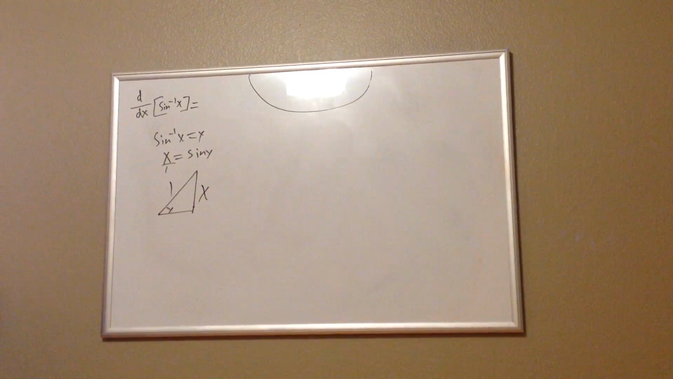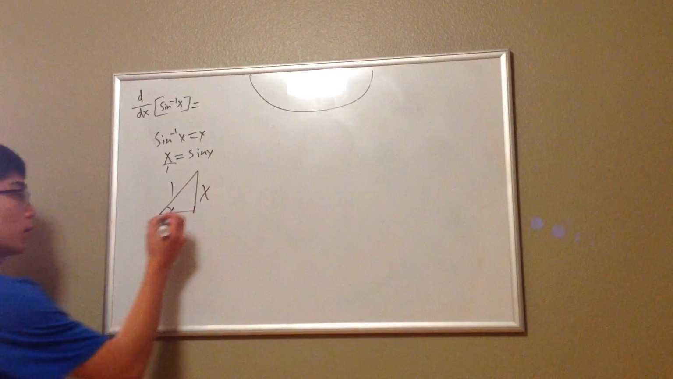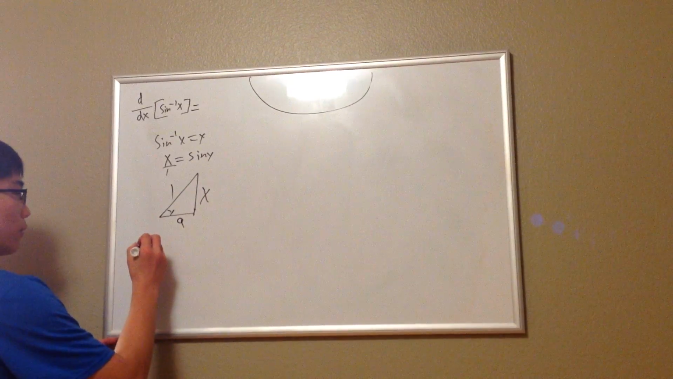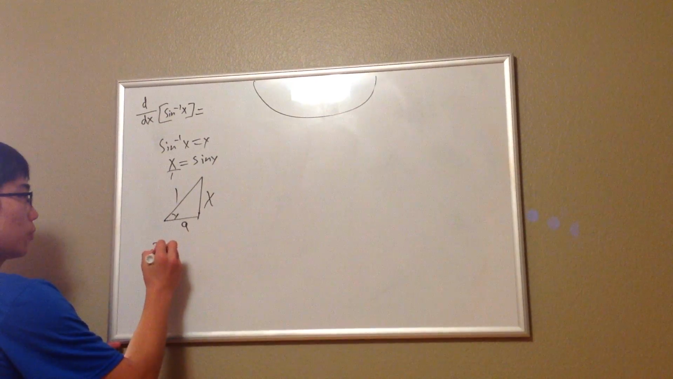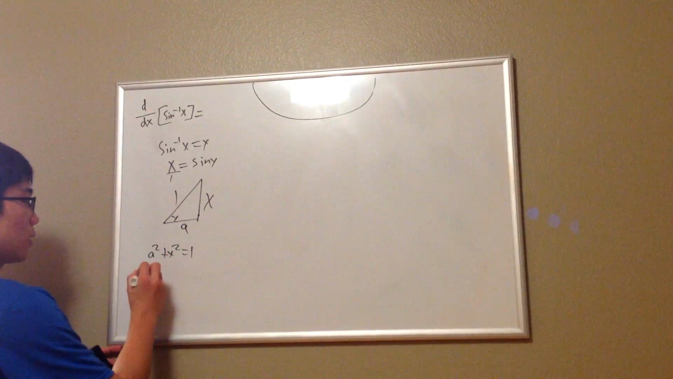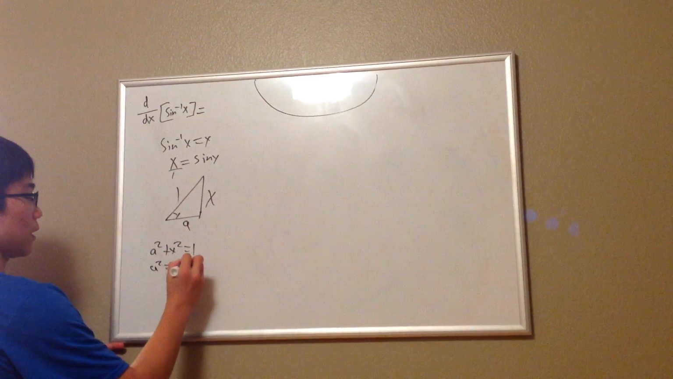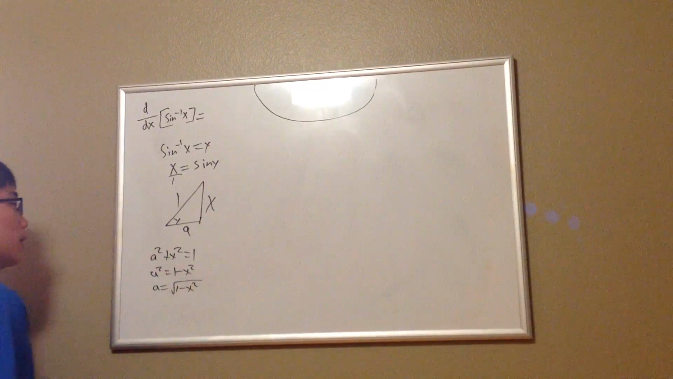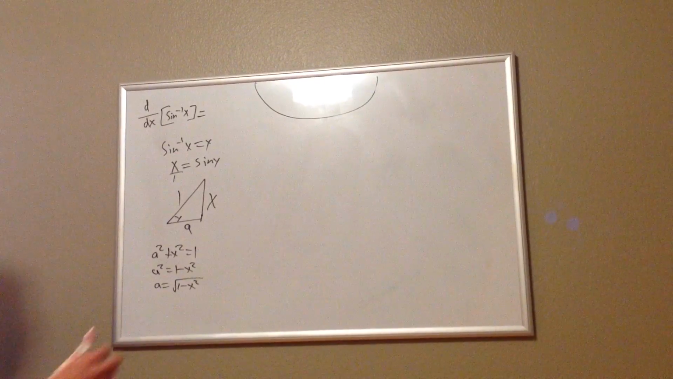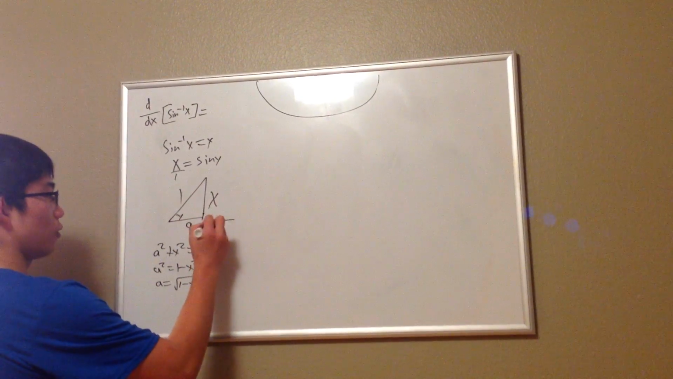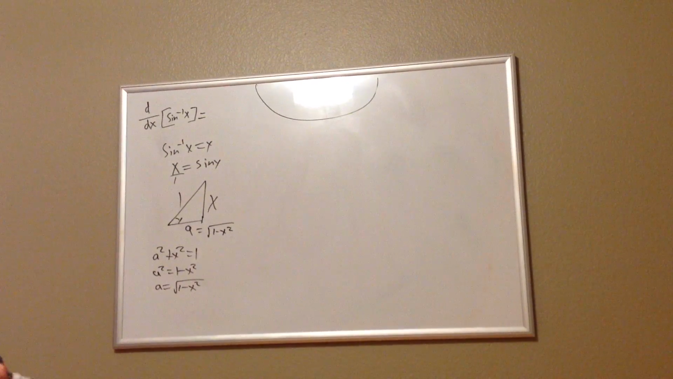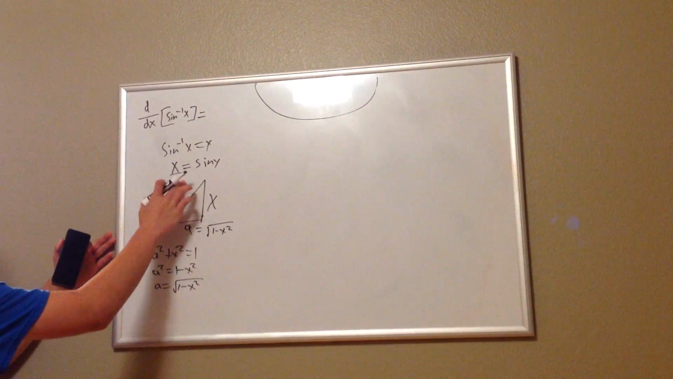Now, we also know Pythag, so if we assign this side as arbitrary value a, we know a squared plus x squared equals 1. a squared equals 1 minus x squared. a equals root 1 minus x squared. So, using Pythag, we can complete this triangle. And then from there, we can find the derivative of this expression.